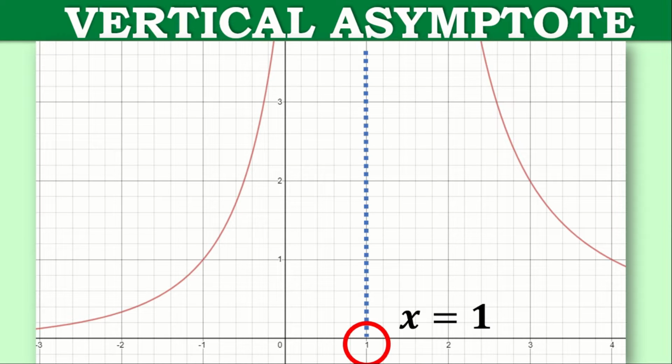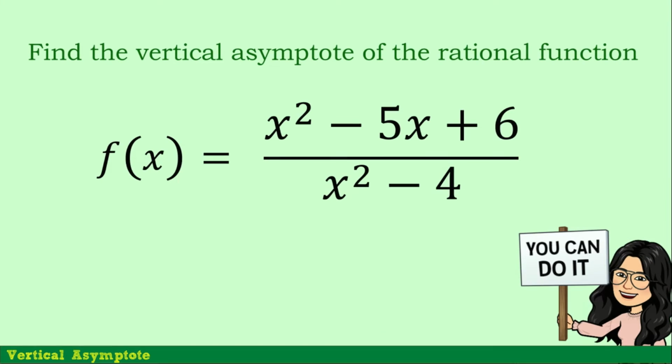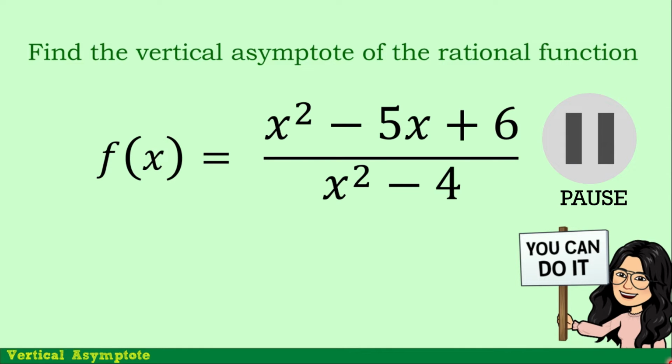Now, how do we find this value, x equals 1, as our vertical asymptote if we are only given a rational function? To find out how, let's see some examples. Given f of x equals x squared minus 5x plus 6 over x squared minus 4, let's find the vertical asymptote of this rational function. You may pause this video and give it a try. I know you can do it. Go ahead.